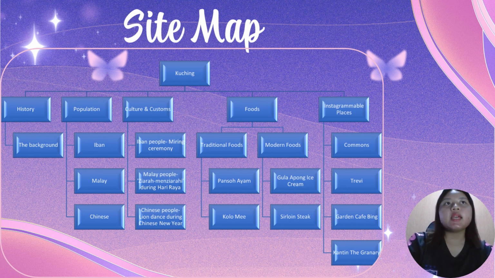The fourth topic is the food, in which the food is classified into 2: traditional food, which is pansuh ayam and kolo mee, and modern food, which is ice cream gula apong and sirloin stick. The last topic is the Instagrammable places in Kuching, which are Common Trevi, Garden Cafe Pink, and Canteen the Granary. That is all for the sitemap, and we'll move on to the next presenter.